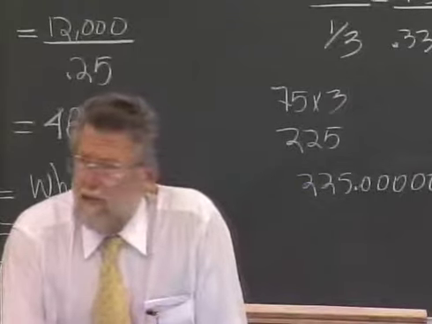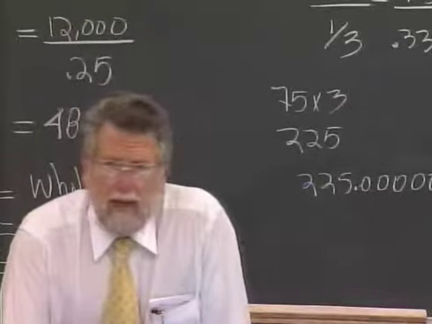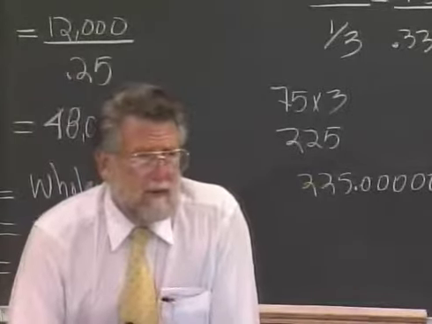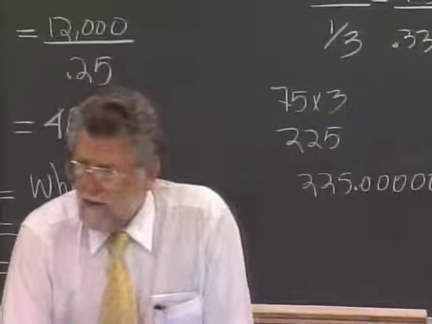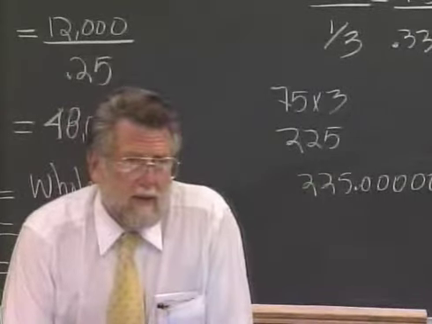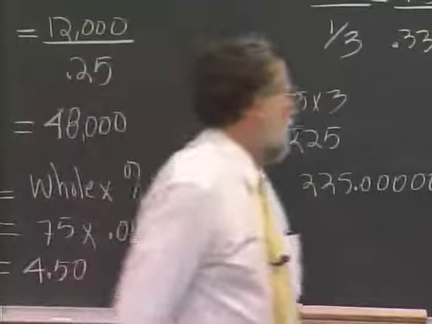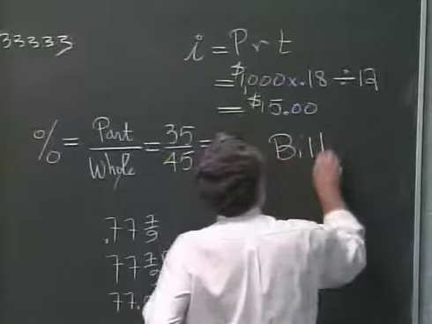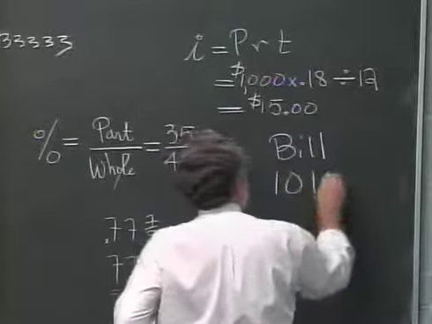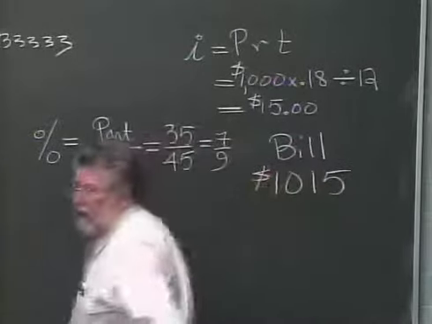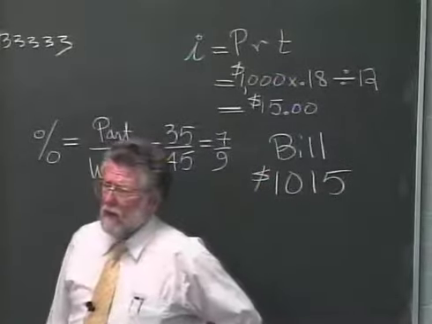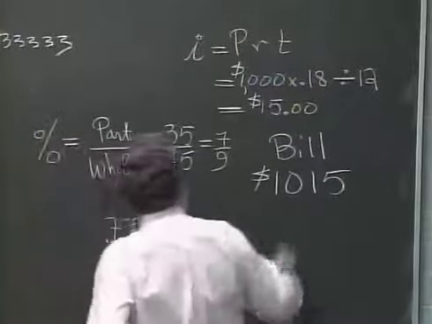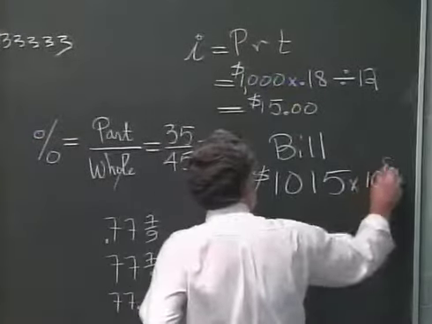Now, if I had 1,015, how much would I pay minimum payment? Minimum payment is typically what percent? 10%. So that could be a percent problem. As I go back to the board, I look at my bill for this charge, which is 1,015. That's what I see on the bill when I open it. If I'm paying 10% minimum payment, then I multiply this by 10%.